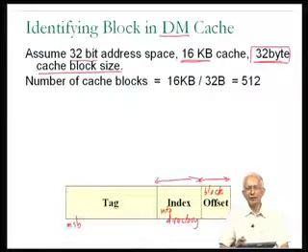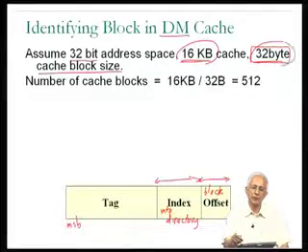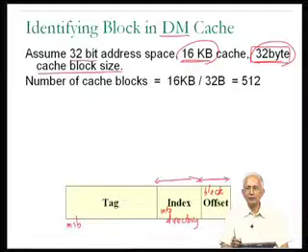Okay, now the first thing that we can readily compute is the number of cache blocks. In other words, the size of the cache in terms of cache blocks. We know the size of the cache in terms of bytes. We know the size of a block in terms of bytes. We can therefore calculate the number of cache blocks by dividing 16 kilobytes by 32 bytes. And you'll quickly be able to see that this is equal to 512.